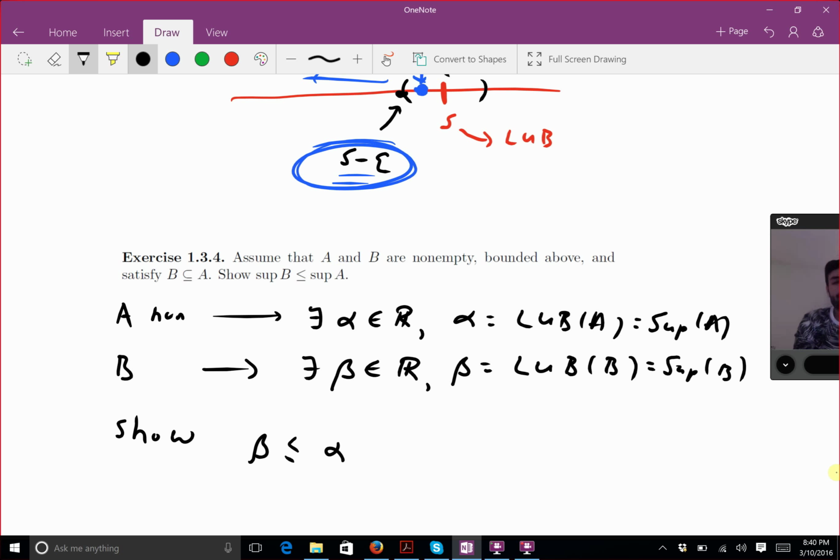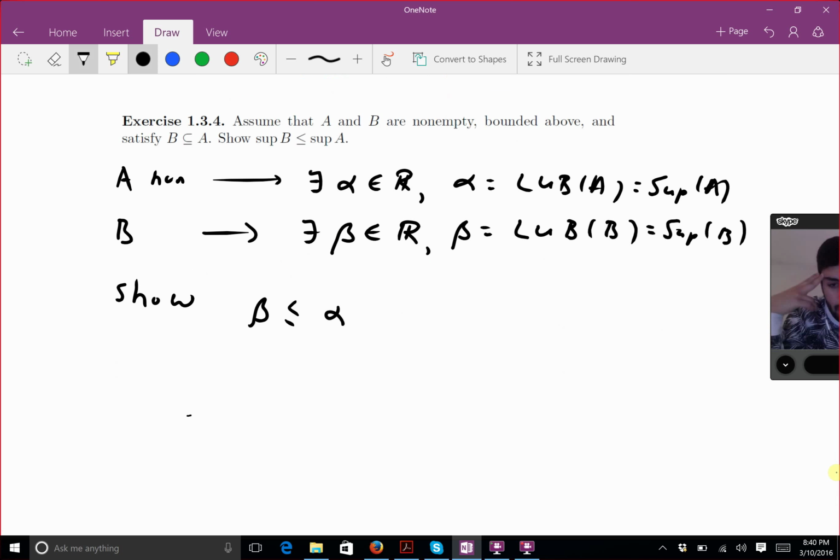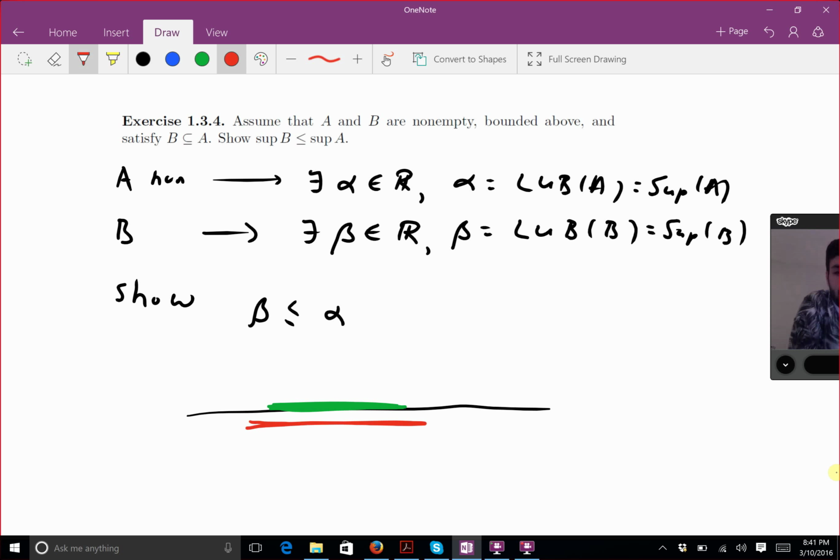So instead of this question, you want to show that beta is less than or equal to alpha. How do we do that? So could we draw a line? I don't know. Sure. Let's get an idea of what's going on. So B is a subset of A. So let's just draw something that's a subset. So we could let this be B, and it's going to lie inside of A, right? So maybe this is A.